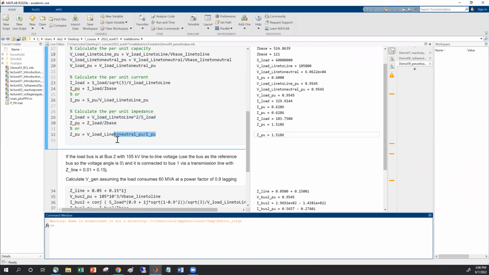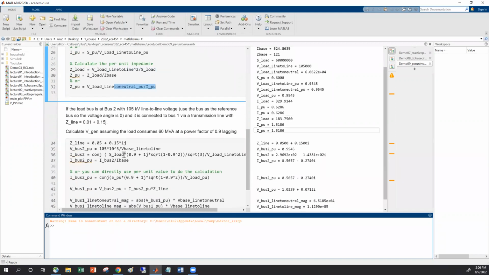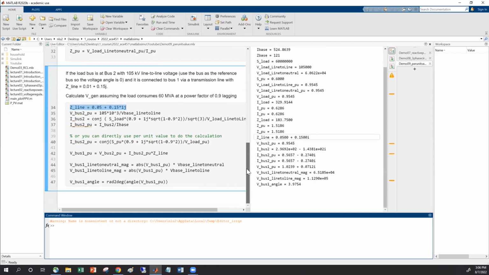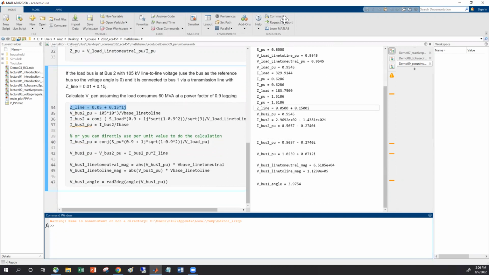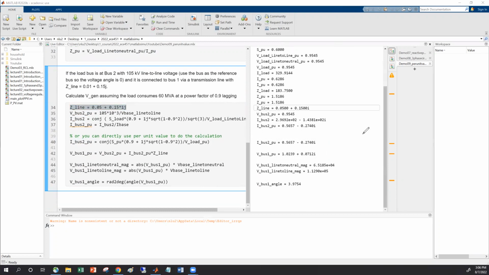So next we're going to show you how we use per unit value to compute the voltage drop. So suppose we have this line impedance between this load and the circuit. So suppose we have a load right here. This is a three-phase load, but because it's in per unit value, you can use a single-phase circuit to represent that. You can see that this load is 60 MVA, and the power factor is 0.9 lagging, and the voltage here is 105 kV. Okay, so this is our load.